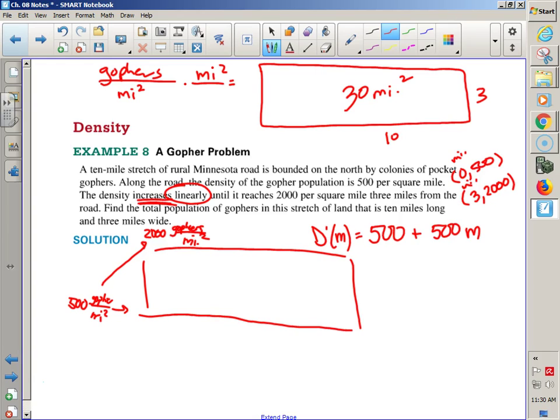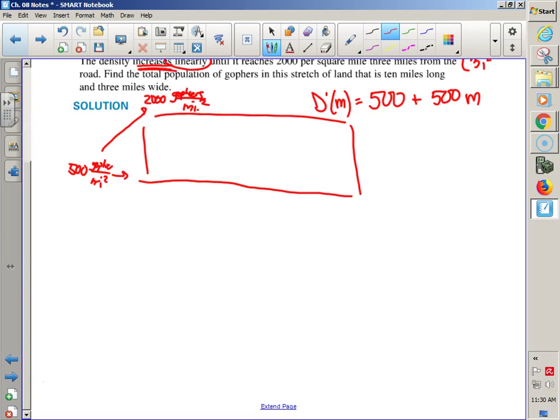500? Well, it's not that the whole time. 2,000? Well, it's not that the whole time. We need to accumulate all the density together to then multiply by 30. So how do we accumulate the 500s all the way up to the 2,000s? Integration. So what are we going to integrate? Definite, we need the over. What are our bounds going to be?